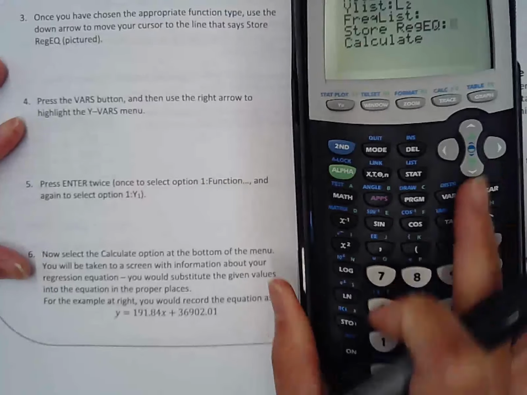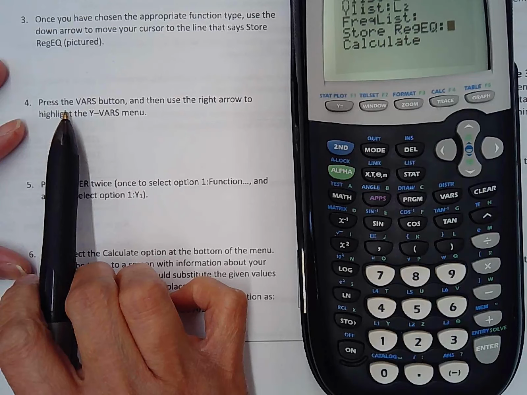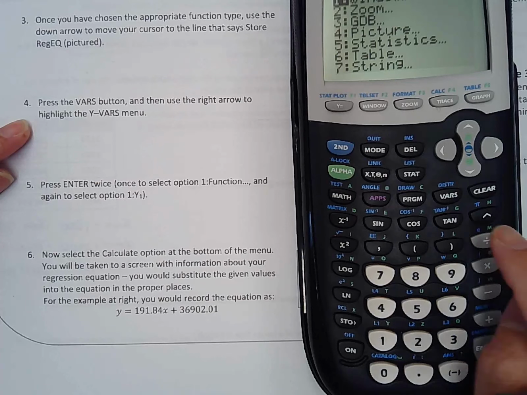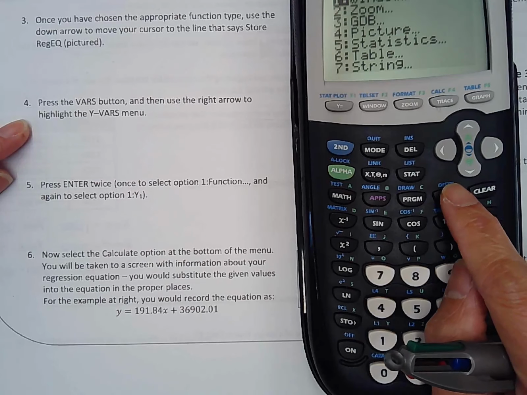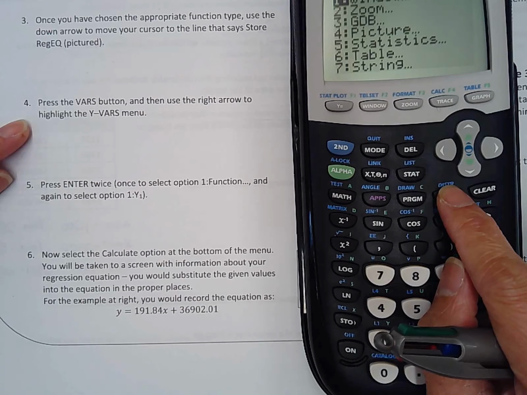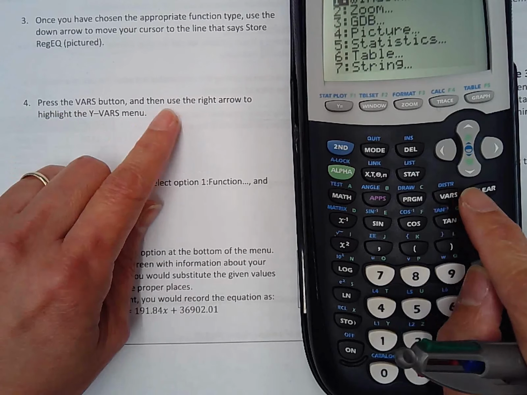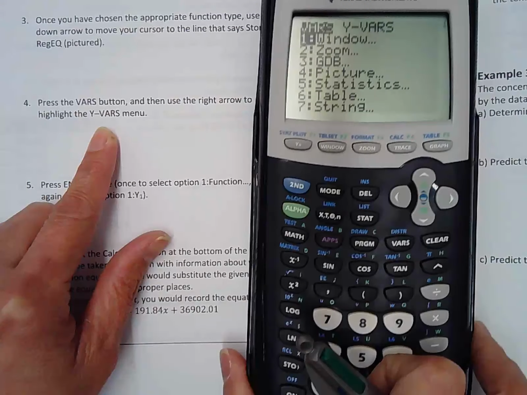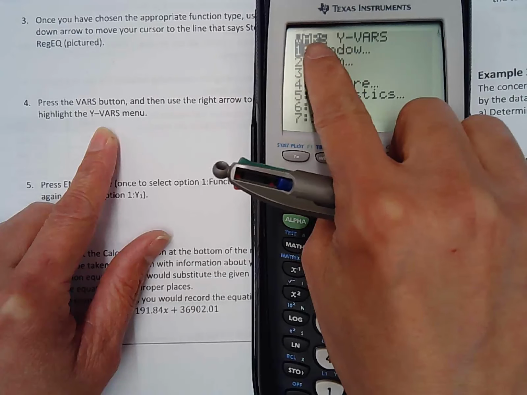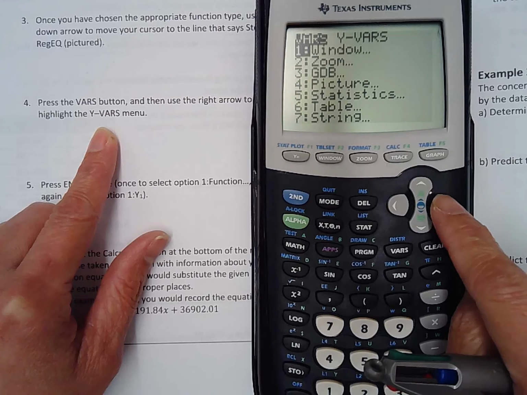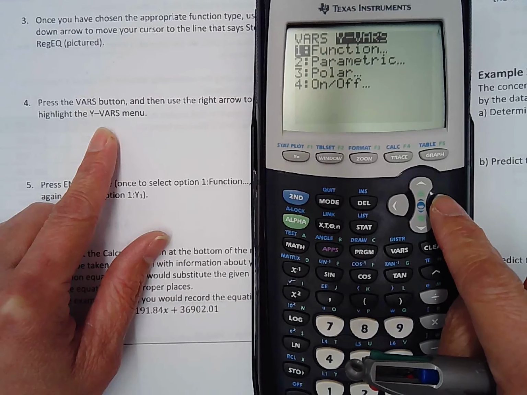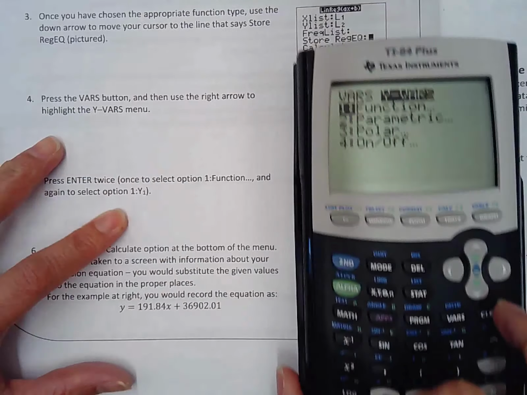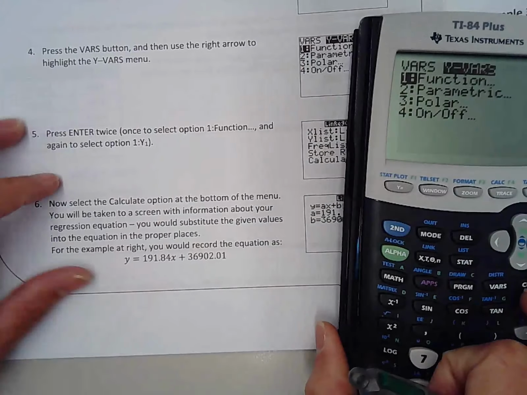And then what are we going to do? We're going to press vars, press vars right here. And then use the right arrow to highlight the y vars. We're going to use the right arrow to go to y vars. Right arrow. Okay. Is everybody in this place? Yeah. Okay.